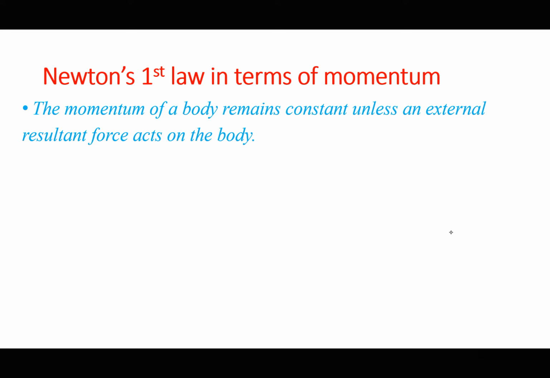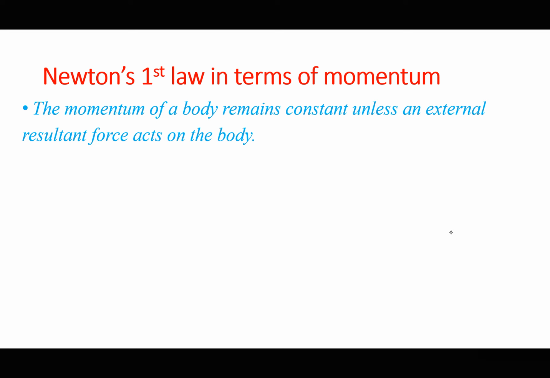So if no resultant external force acts on the body, we know that if the body is at rest, it would remain at rest. Its velocity will remain constant and zero. If a body is moving in a straight line with a uniform velocity, its momentum will still remain constant because the velocity is constant. So the momentum of a body remains constant unless an external resultant force acts on the body. That is Newton's first law in terms of momentum.